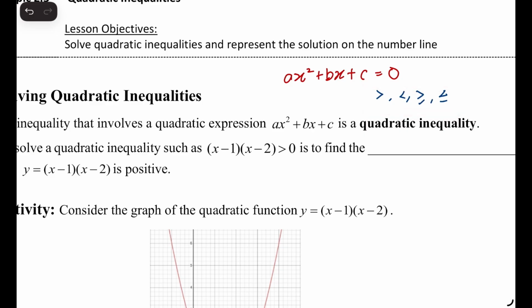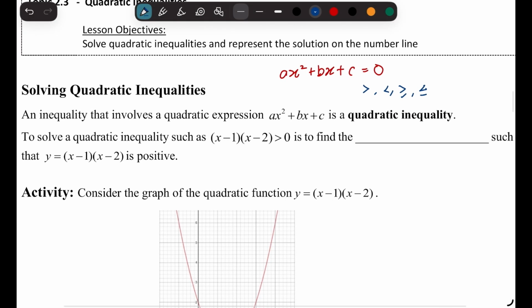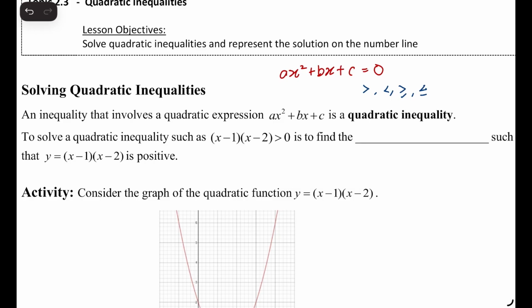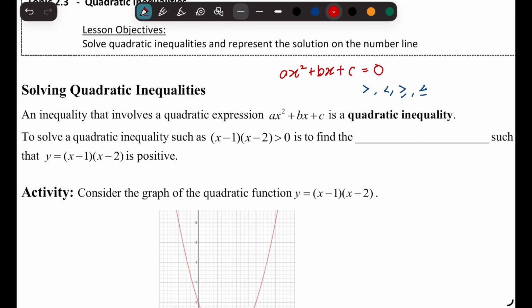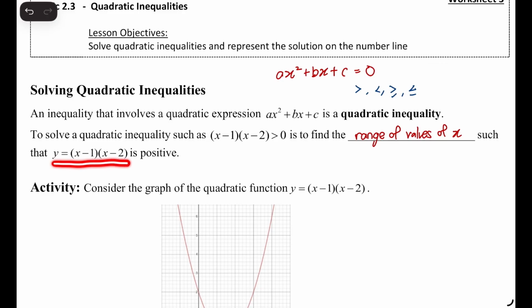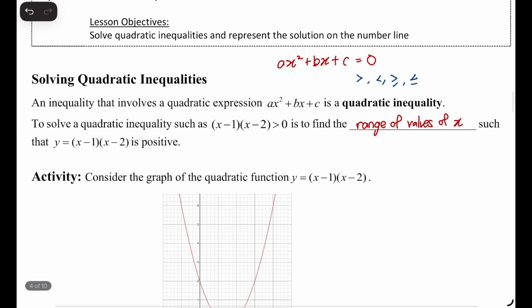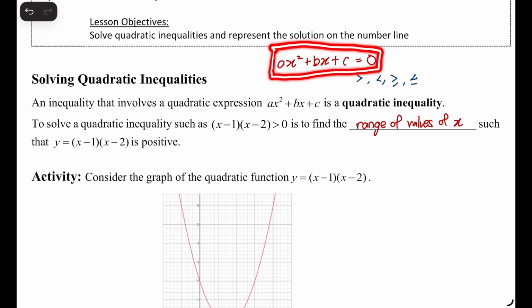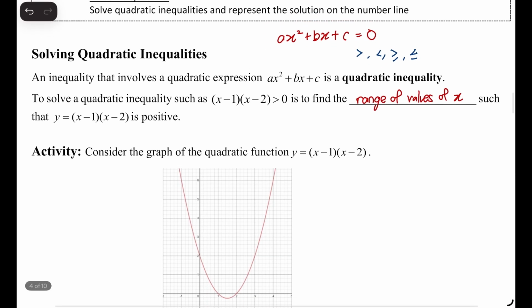and we will learn how to solve quadratic inequalities today. Okay, so in order to solve a quadratic inequality such as, let's say, x minus 1 times x minus 2 more than 0, we are finding the range of values for x. We are essentially finding the range of values of x such that this whole expression is positive. When we were solving quadratic equations last time, we usually only had two answers, but now because it turns into an inequality, we will have a range of values.